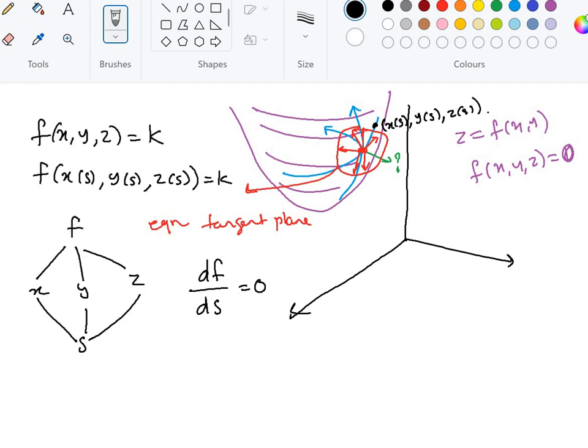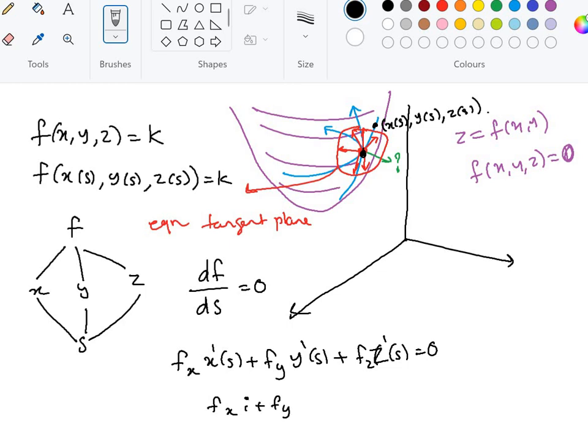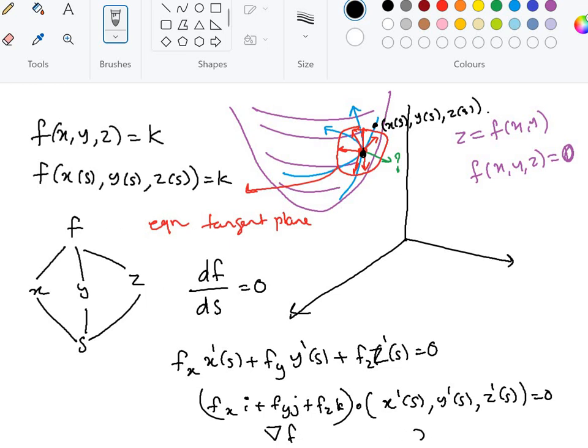Derivative will be 0. But df by ds, you can write as fx into x dash s plus fy into y dash s plus fz into z dash s. And thus you can write it as fx i plus fy j plus fz k dot product with x dash s, y dash s, z dash s equal to 0. Now what is this? This is nothing but del f evaluated at the point x naught, y naught, z naught, and this is nothing but r bar dash s evaluated at the same point. So what it tells you is that the dot product of del f with r bar dash is 0.